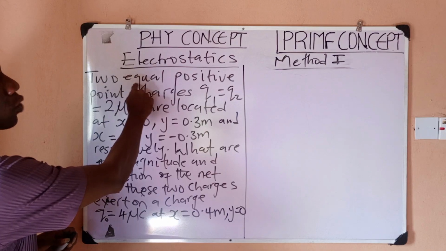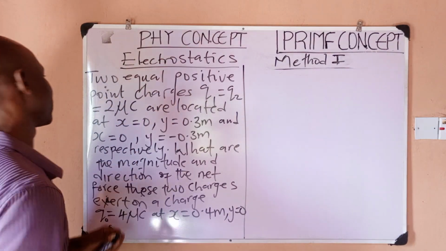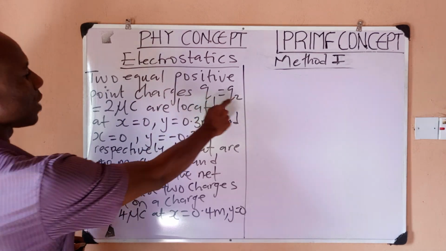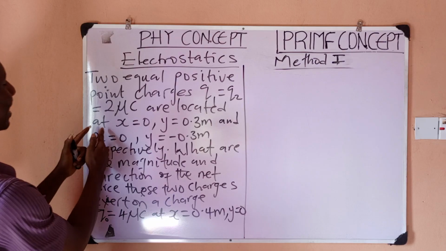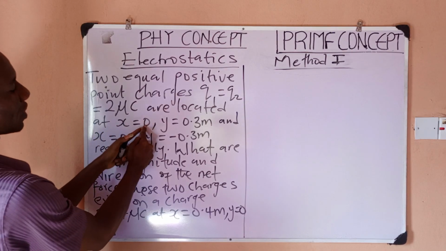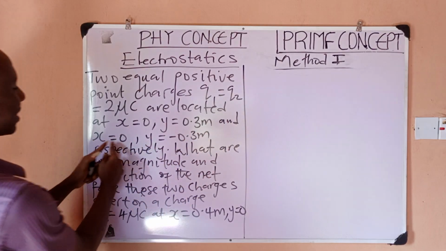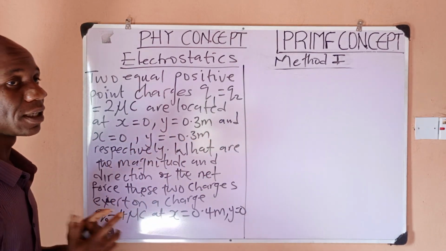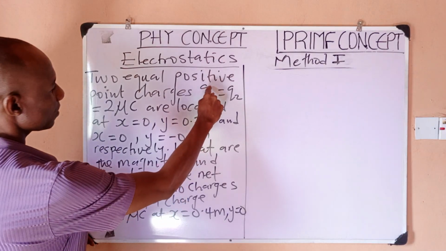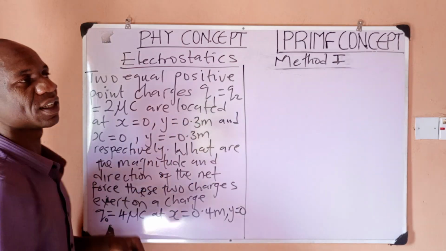Now we have two equal positive point charges. So take note, they are equal. The two charges are equal and they are both positive. Point charges Q1 and Q2 equal 2 microcoulomb, located at x equals 0, y equals 0.3, and x equals 0, y equals minus 0.3 respectively. So what it means is that Q1 is located at this point, x equals 0, y equals 0.3.